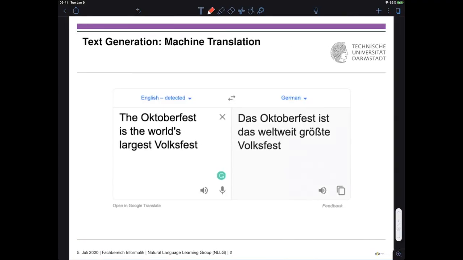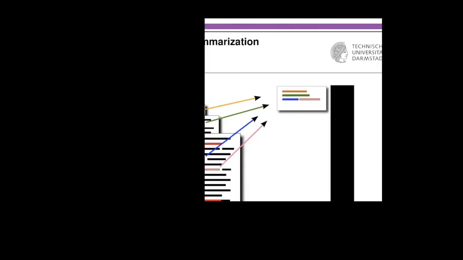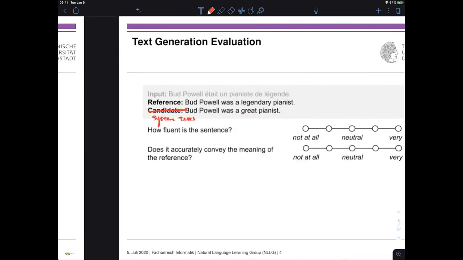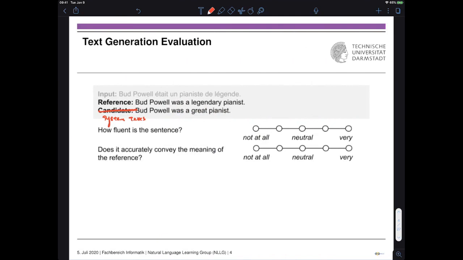What is text generation? For example, machine translation is one of the most popular text generation tasks. The goal is to train a machine translation system which can, for example, translate English sentences into German. Another example is text summarization, which aims to summarize multiple documents into short summaries. Now we want to know how good the system translations and system summaries are.